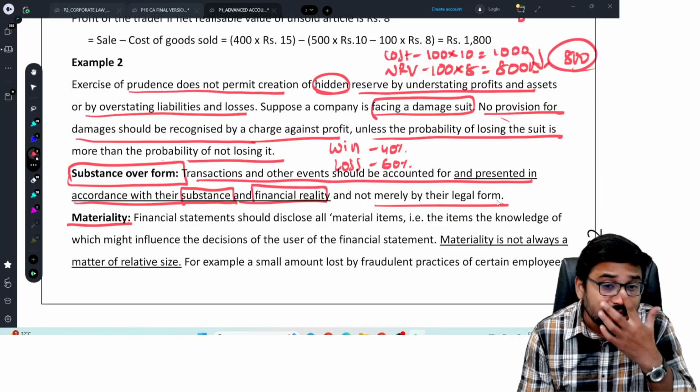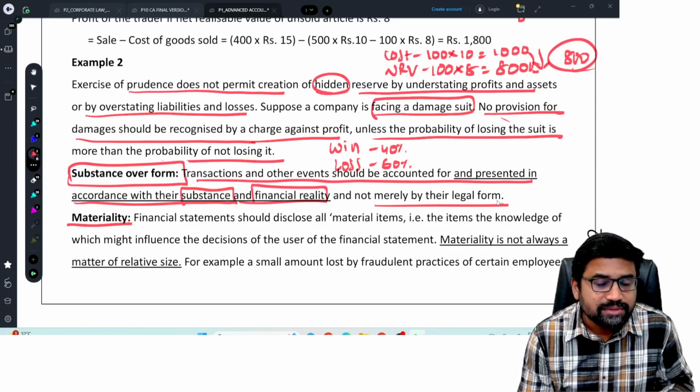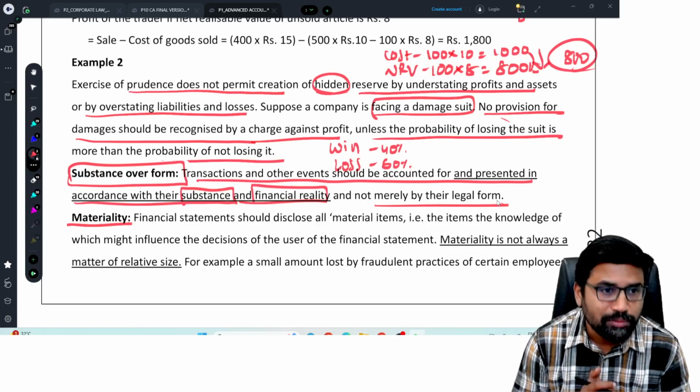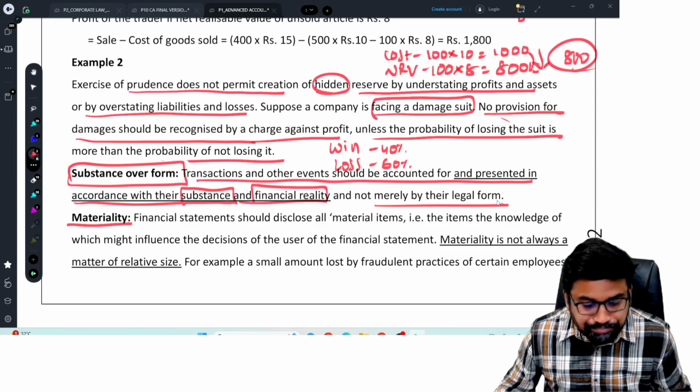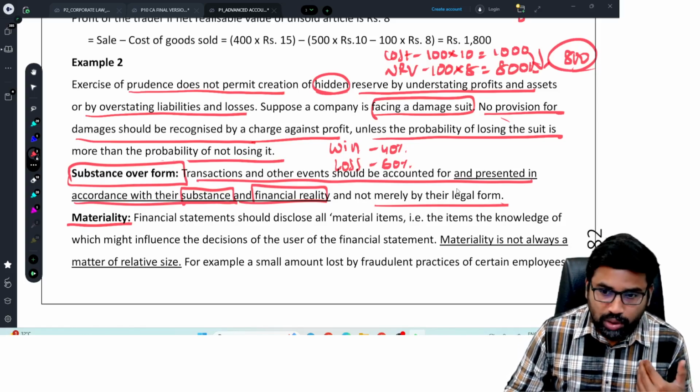So legal formality: legally the property may be registered in your favor, in your name after 3 months, but we don't see the legality. We don't give importance to the legal form, but we give importance to the substance and financial reality. This is one important point while selecting an accounting policy.